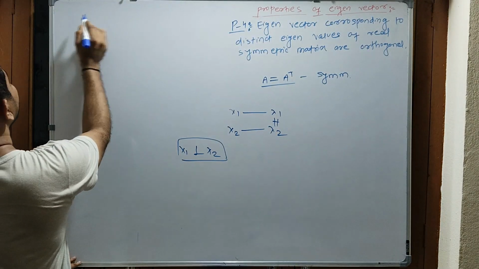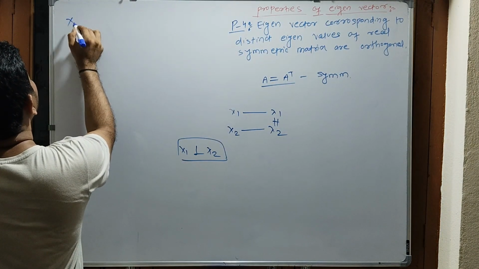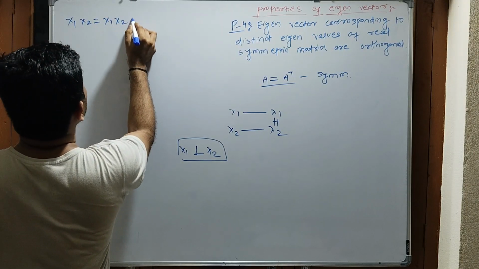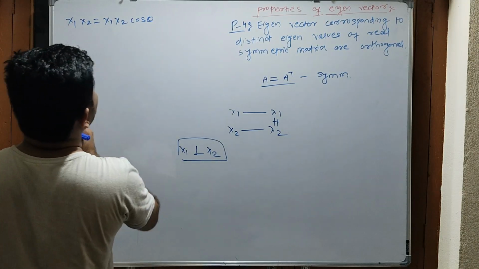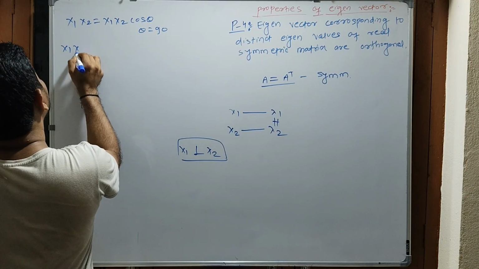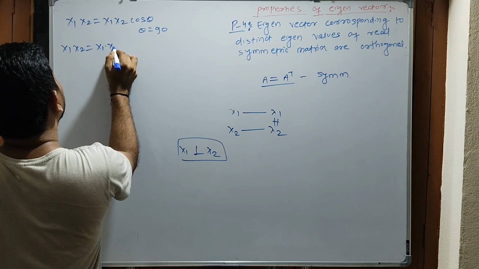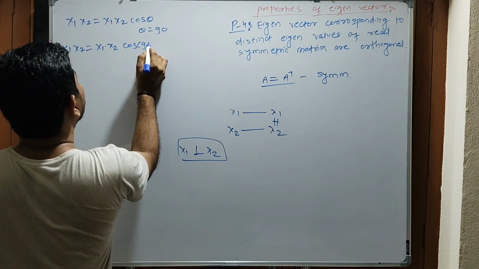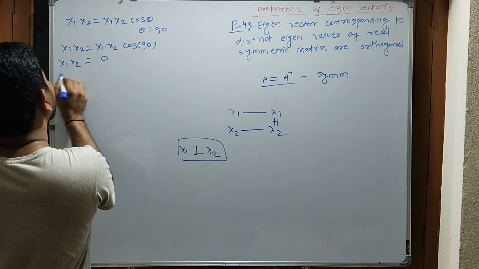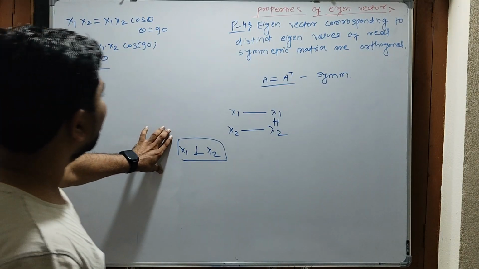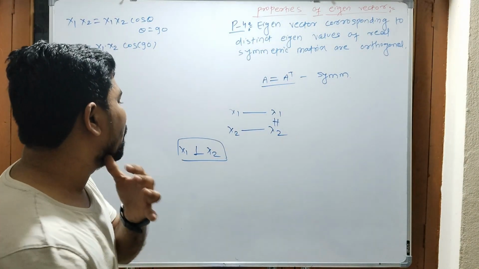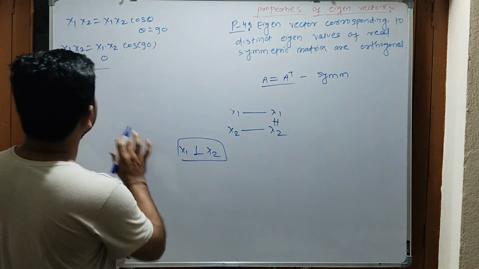When we say two vectors are orthogonal, then x1 x2 is equal to the magnitude of x1 times the magnitude of x2 times the cosine of the angle between them. If theta is 90, cos 90 is 0, so x1 dot product x2 is 0. So I want to show the product of these two vectors x1 and x2 is 0, but this direct product is not possible.